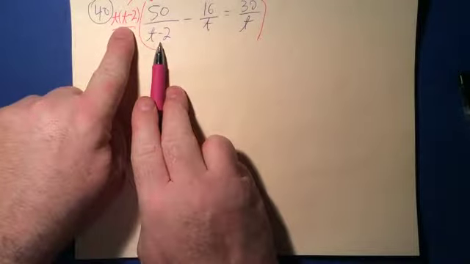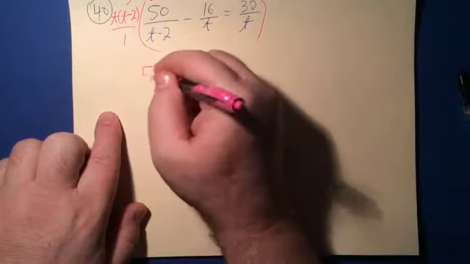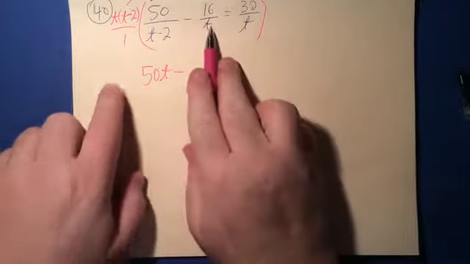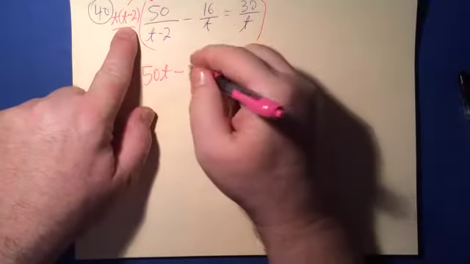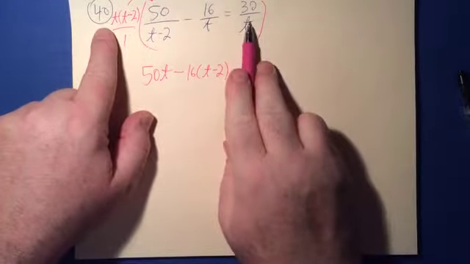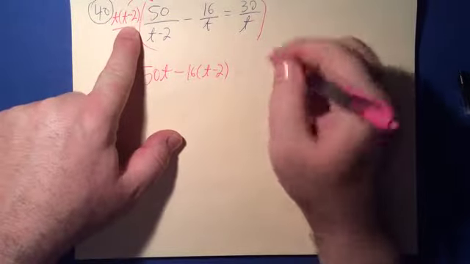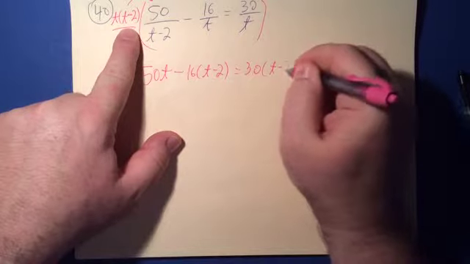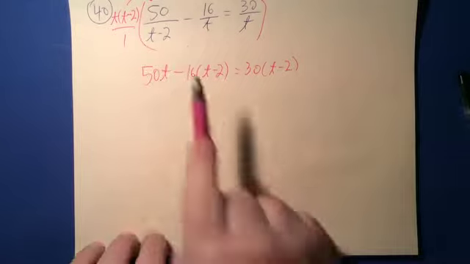Here, the t minus 2 is going to reduce, but the t is not. So this is going to be 50 times t minus. Here, the t's are going to reduce. The 16 won't, and the t minus 2 won't, so it's going to be 16 times t minus 2. For this one, the t is reduced, but the t minus 2 does not, so this is going to be equal to 30 times t minus 2.